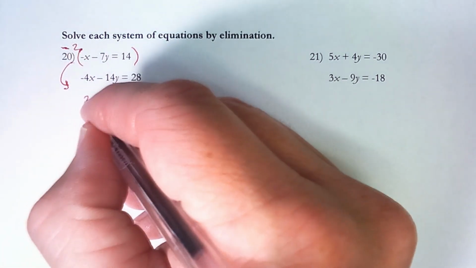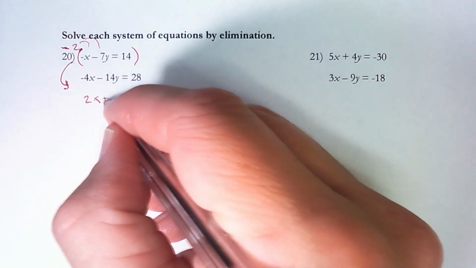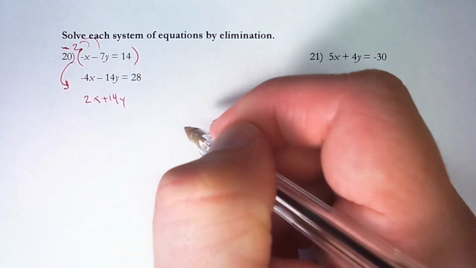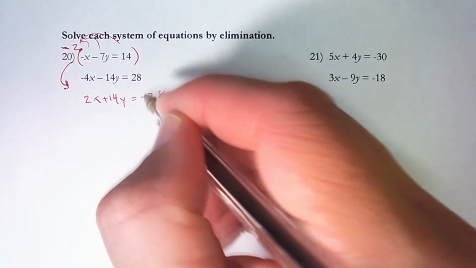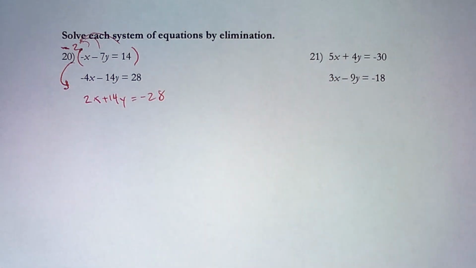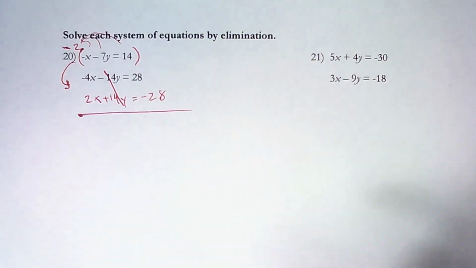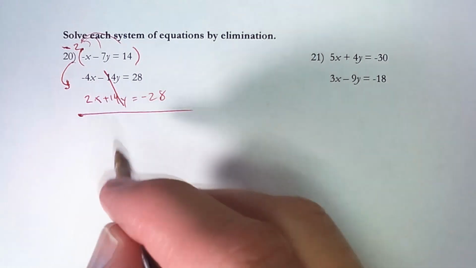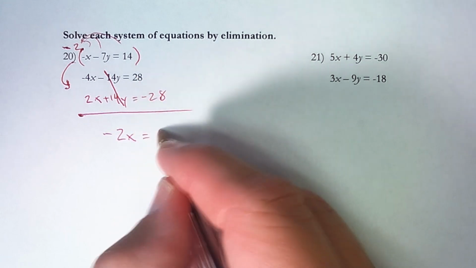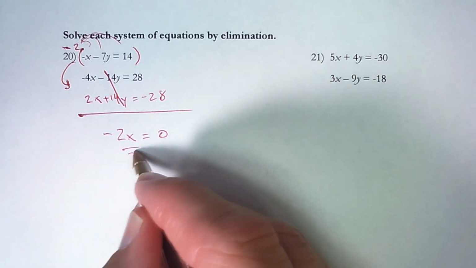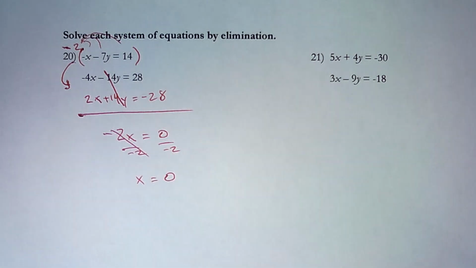So negative 2 times negative x is 2x. Negative 2 times 7y is positive 14y. And then negative 2 times 14 is negative 28. Okay, so when I combine these, the y terms will now cancel. Negative 4x plus 2x is negative 2x, and 28 minus 28 is 0. And when I divide by negative 2, I get x equals 0.